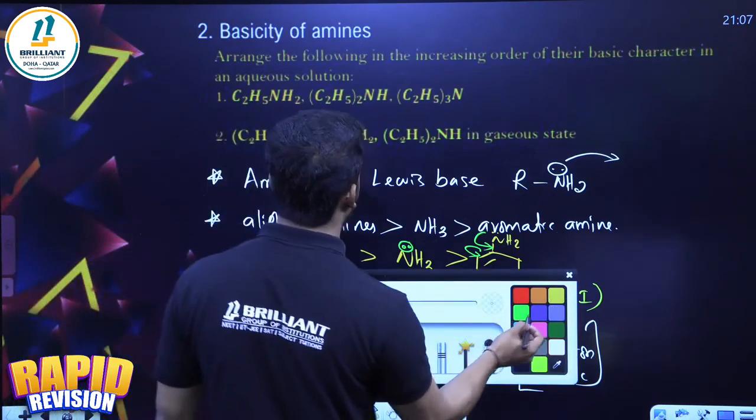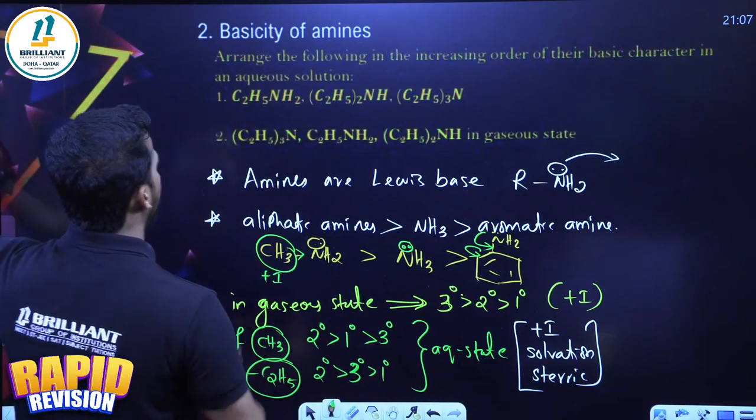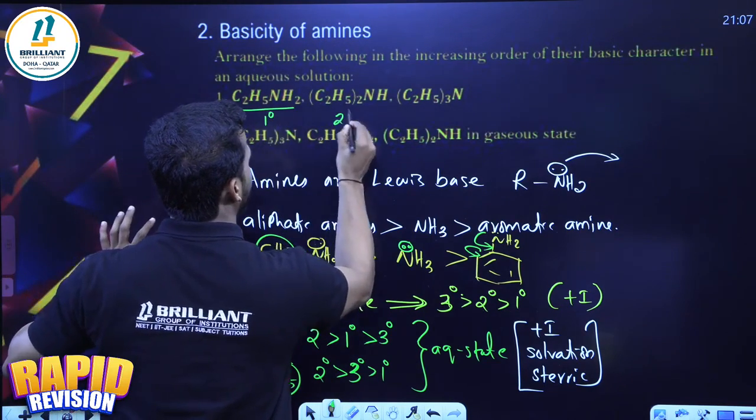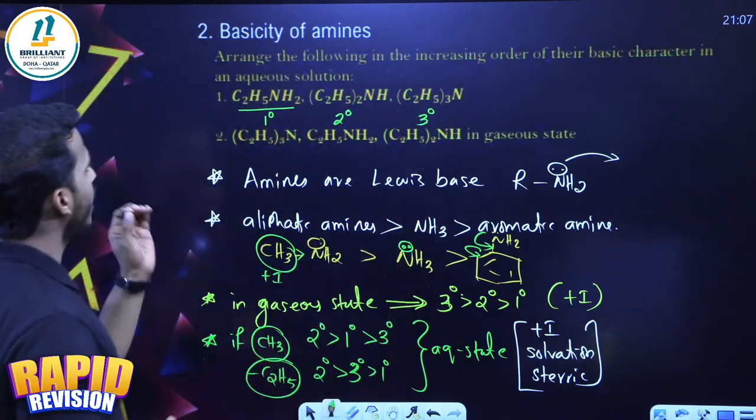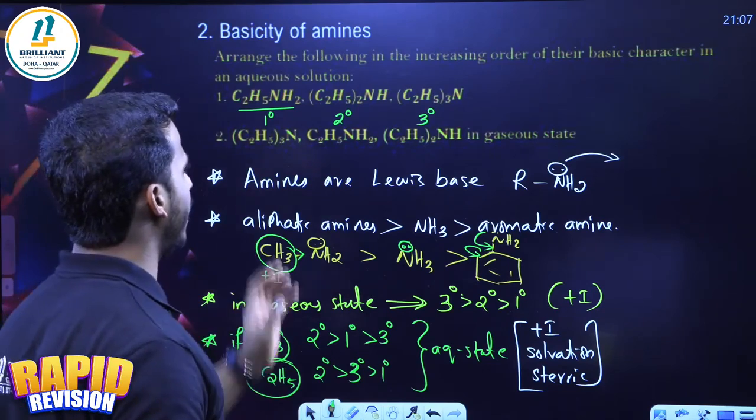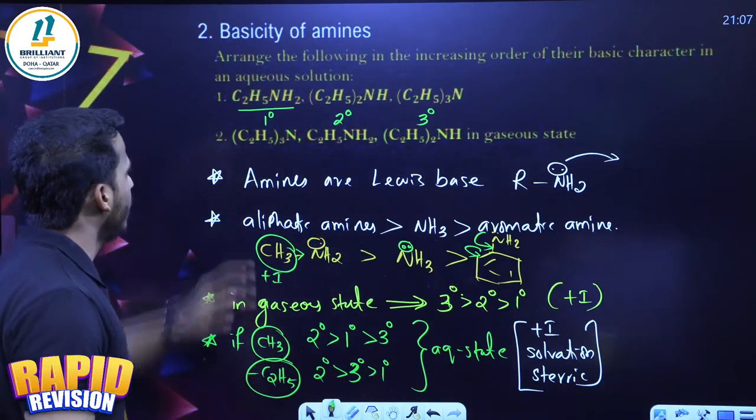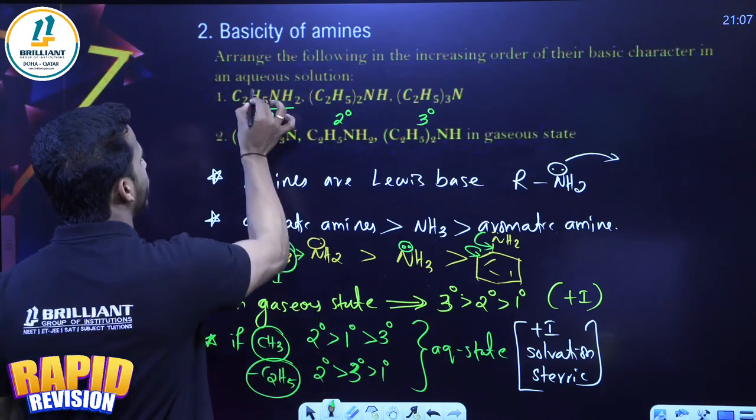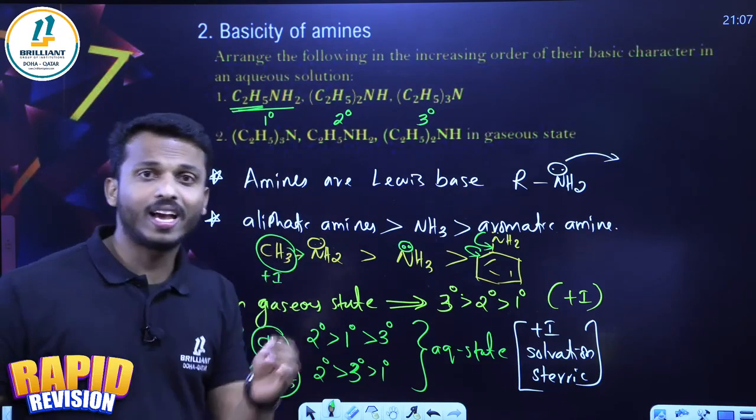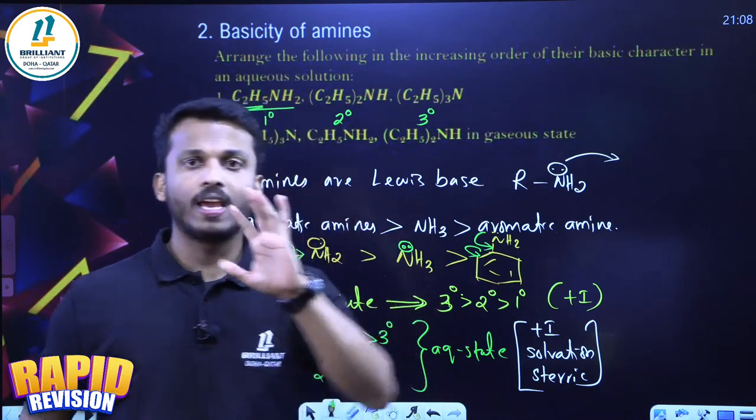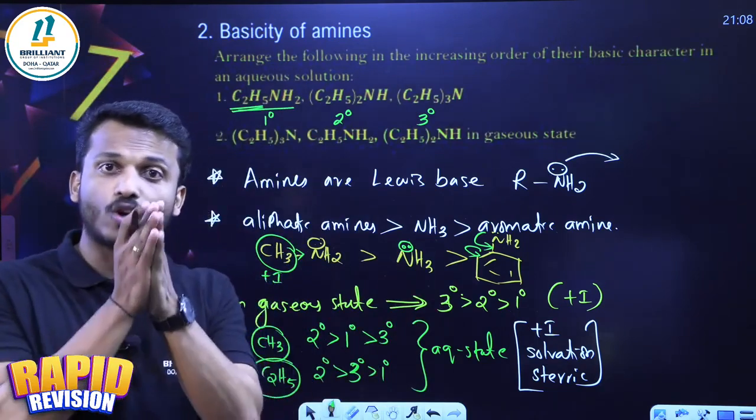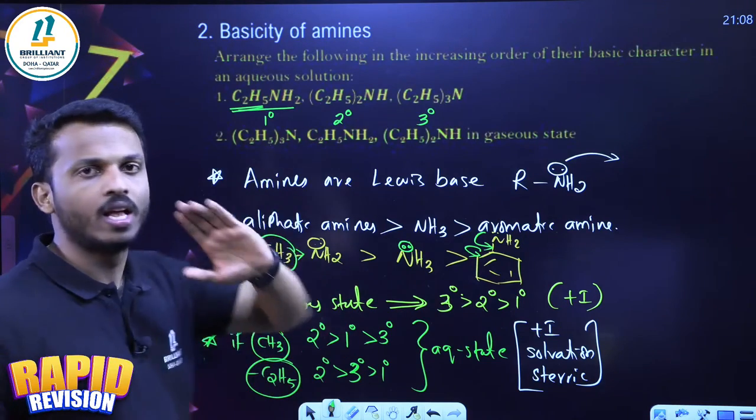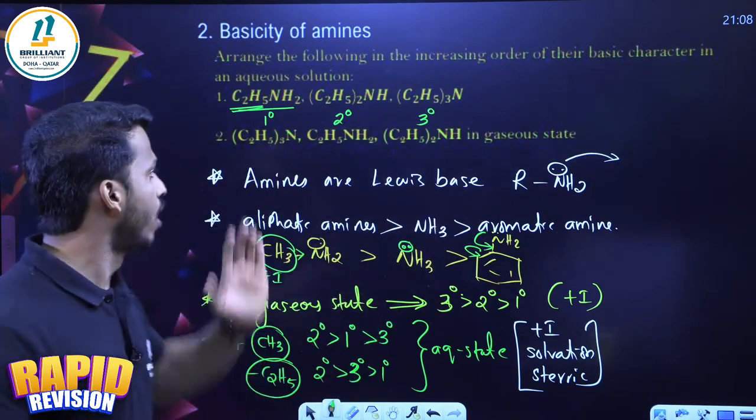Question number one, let me rewrite the compounds one by one. The first compound given is ethanamine, and this is 2-ethyl; it is a primary amine, it is a secondary amine, it is a tertiary amine. Arrange the following in increasing order of their basic character. Among these three compounds, this is primary, this is secondary, this is tertiary, which we already identified, and the group is the ethyl group. In this case they did not mention the state, whether gaseous or aqueous. In such cases, we can go with the gaseous state.